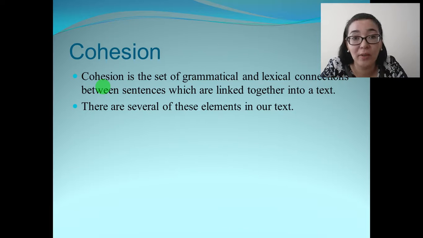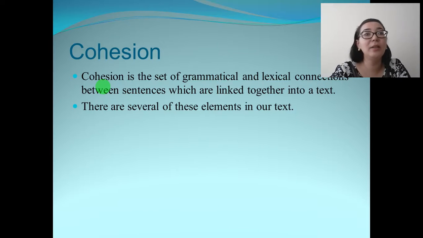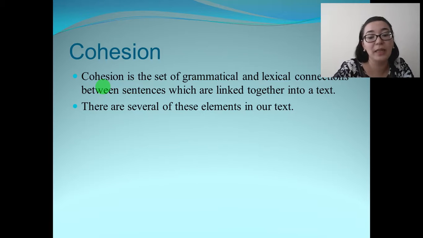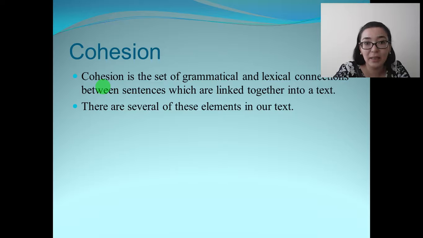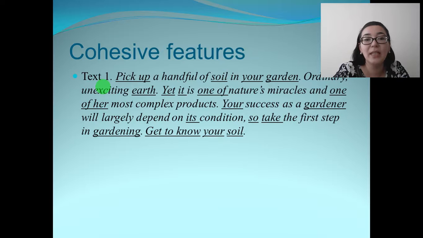Cohesion and coherence are the main features of the text that can make a text. Cohesion is the set of grammatical and lexical connections between sentences which are linked together into a text. There are several of these elements in our text. For example, pick up soil in your garden, unexciting earth, yet it's one of the features of your success as a gardener.